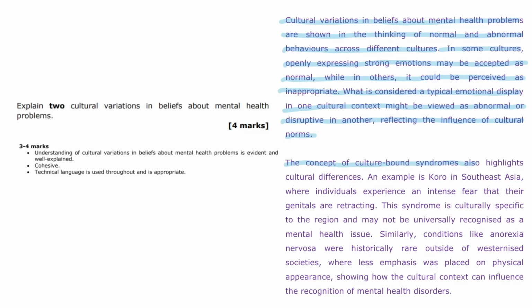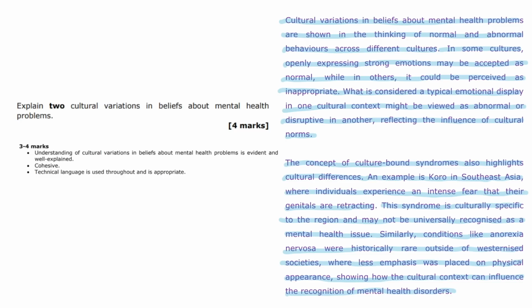The concept of culture-bound syndromes also highlights cultural differences. An example is Koro in Southeast Asia, where individuals experience an intense fear that their genitals are retracting. This syndrome is culturally specific to the region and may not be universally recognised as a mental health issue. Similarly, conditions like anorexia nervosa were historically rare outside of Western societies, where less emphasis was placed on physical appearance, showing how the cultural context can influence the recognition of mental health disorders.